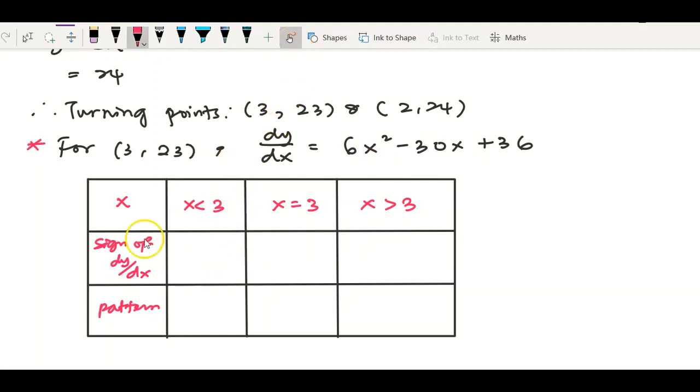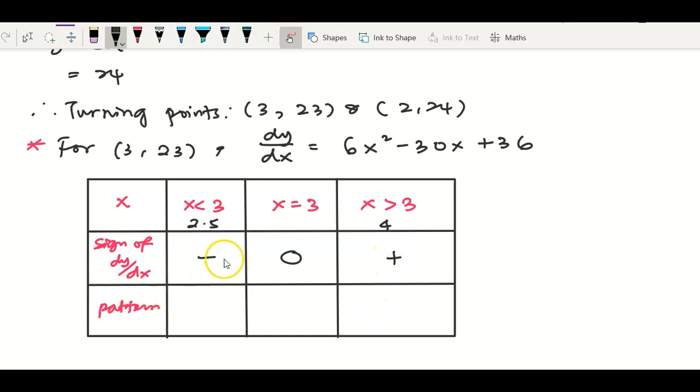You have a negative value. When you substitute 2.5, you can write it down here. Substitute 2.5, you will get a negative 1.5. So you just write down the sign. And of course, when you substitute 3, you will get 0. Substitute a value which is greater than 3. You can use 4 and see what happens. Substitute 4 into this dy dx. All right, you get 12. So the sign is positive.